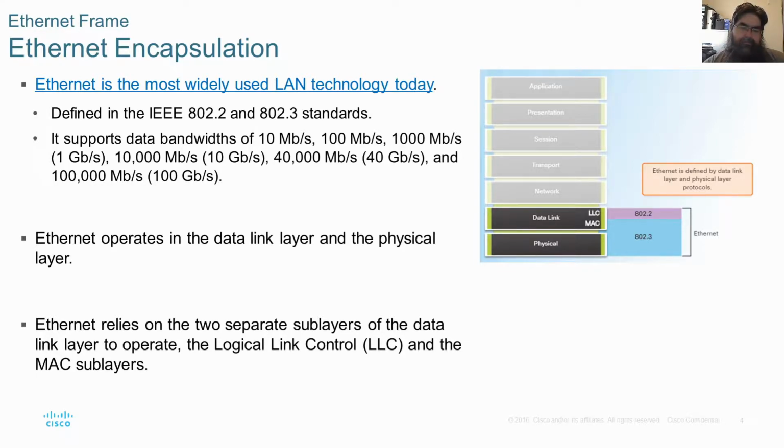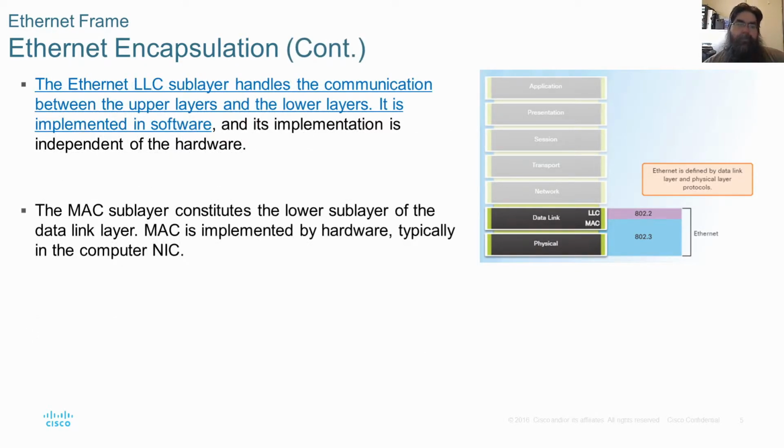So we use a combination of the physical and data link layers, and 802.2 specifically talks about the logical link control sublayer of the data link layer, and the 802.3 standard covers the MAC sublayer and the physical layer.